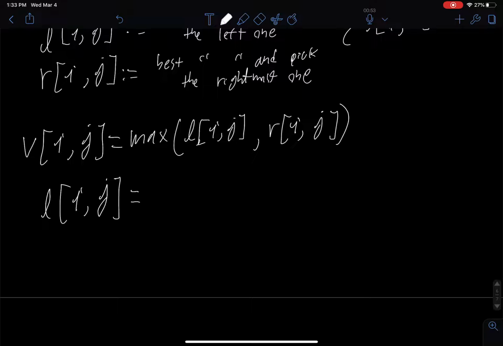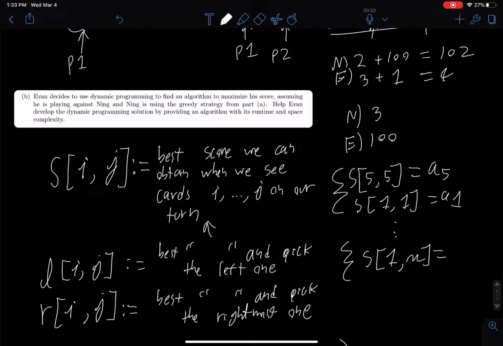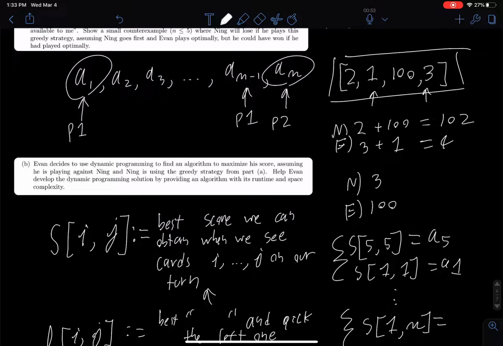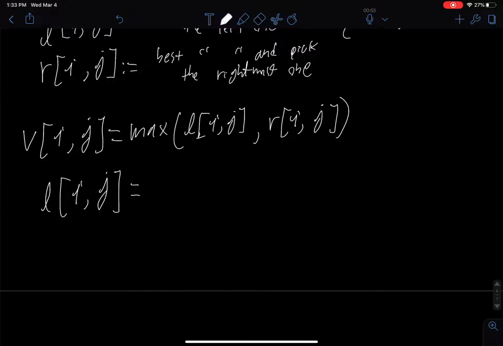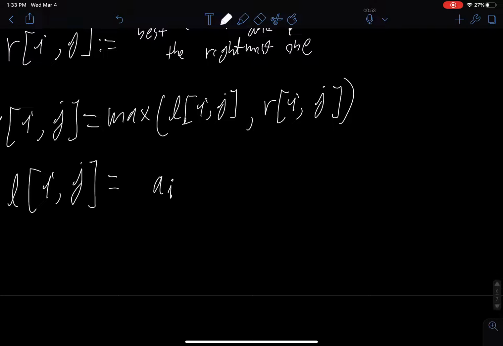Well, we have to make an assumption here, since this is a 2-player game, about how our adversary is going to play. Let's scroll up and see what that assumption is. Assuming he is playing against Ning, and Ning is using a greedy strategy. So, we're going to figure out the best possible score we can obtain here, assuming that our opponent uses a greedy strategy. Well, what does that mean? Since we chose L, first of all, we know that we're going to pick the leftmost value, which is just a sub i.